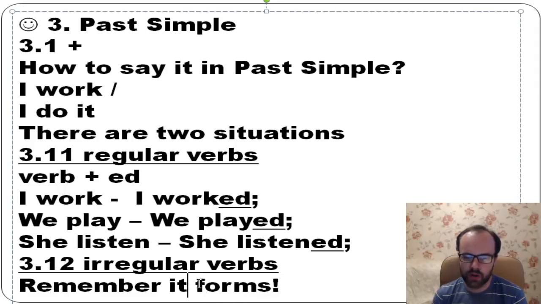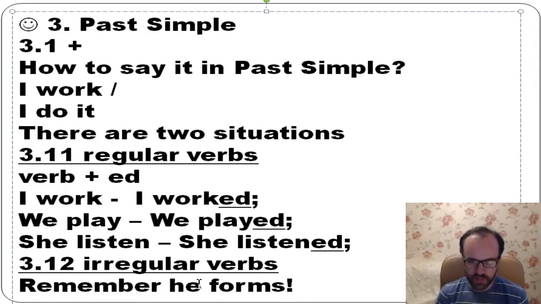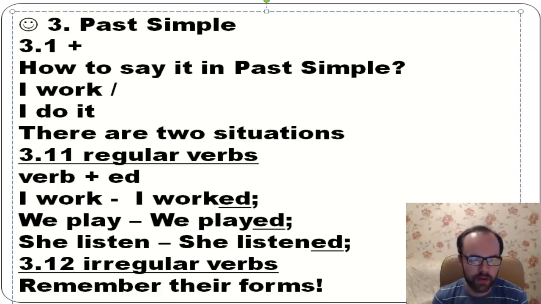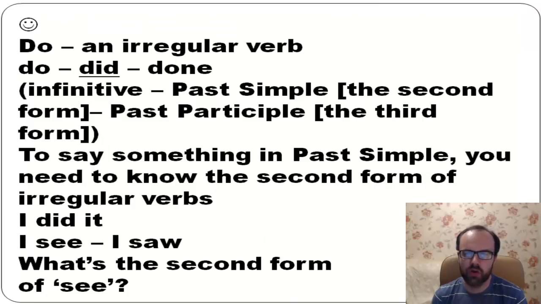Remember their forms. Good. So, do is an irregular verb. Do, did, done: infinitive, past simple or the second form, and past participle or the third form. To say something in past simple, you need to know the second form of irregular verbs. So, I did it. I see, I saw. What's the second form of see? Saw.